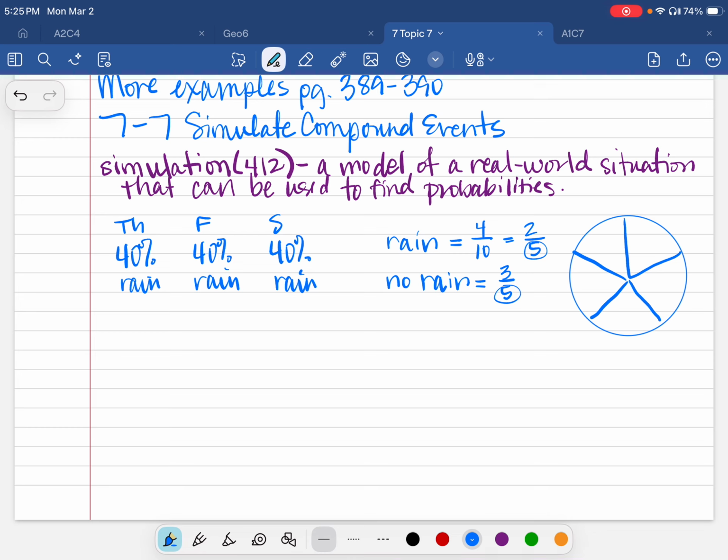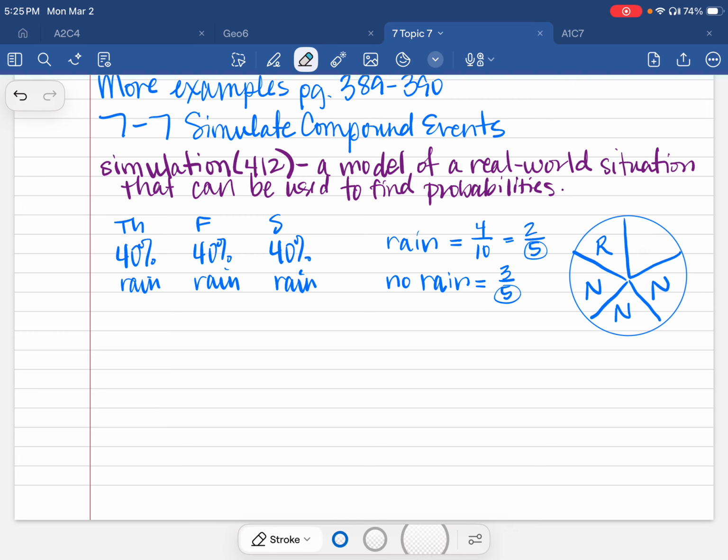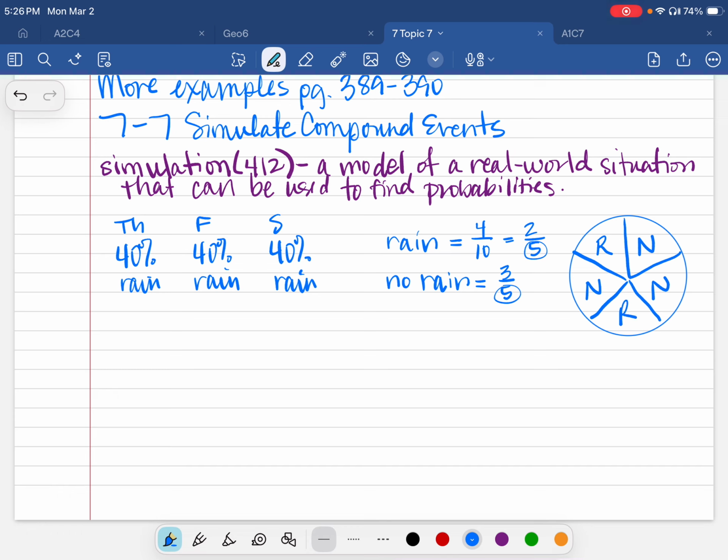2 of them I'm going to label as rain, because that 2 out of the 5 is 40% of the spinner represents rain. The other ones could be no rain. The order that we put those in doesn't matter. I could have the rains next to each other, or I could kind of space these out like that. It doesn't matter. The probability of your spinner landing on each space is exactly the same because they are theoretically all the same size. Again, using your imaginations. So this spinner is our simulation.